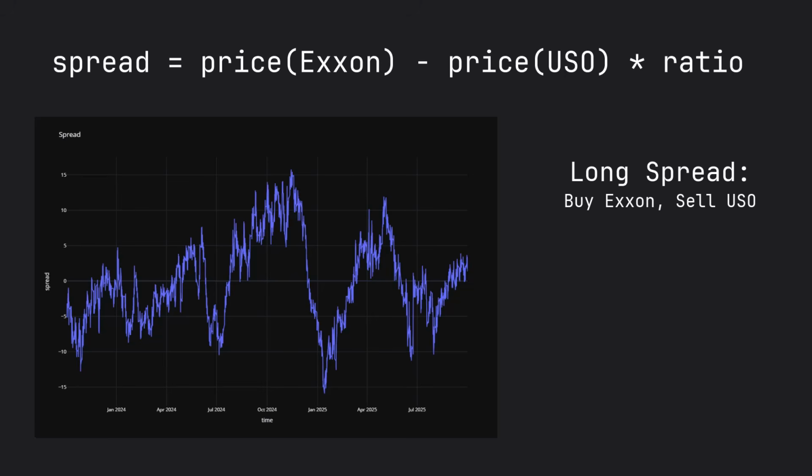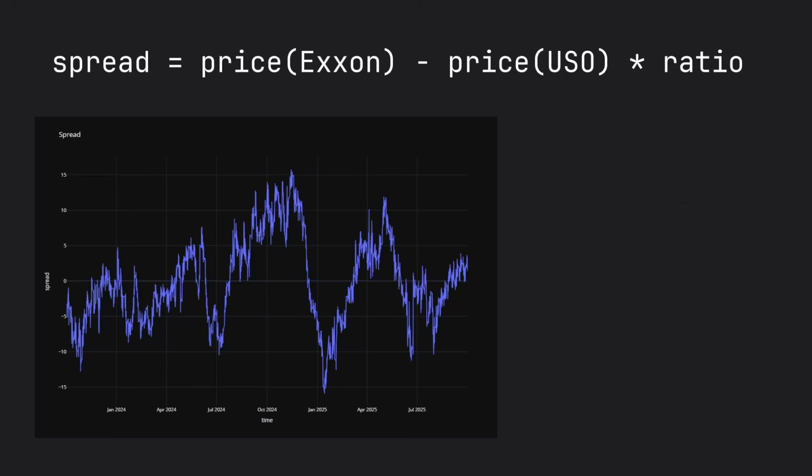Buying the spread represents buying Exxon and selling USO at the same time. Selling the spread represents selling Exxon and buying USO at the same time. Now that we have calculated the spread, let's try to create a mean reversion strategy. For a mean reversion strategy, we want to trade a spread that is stationary.